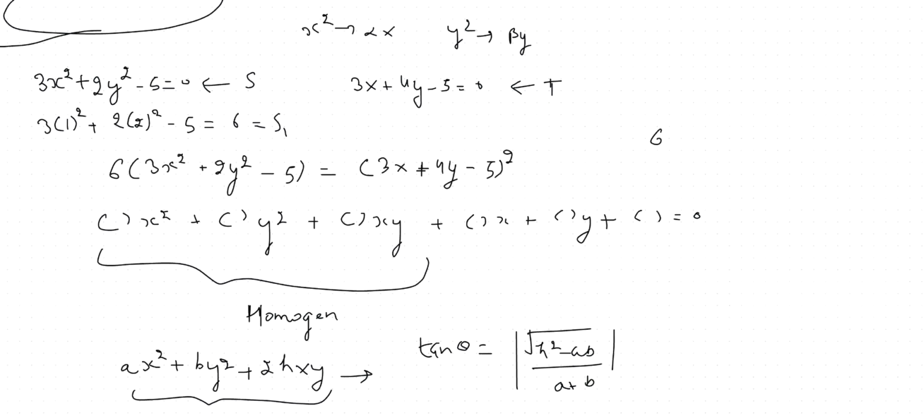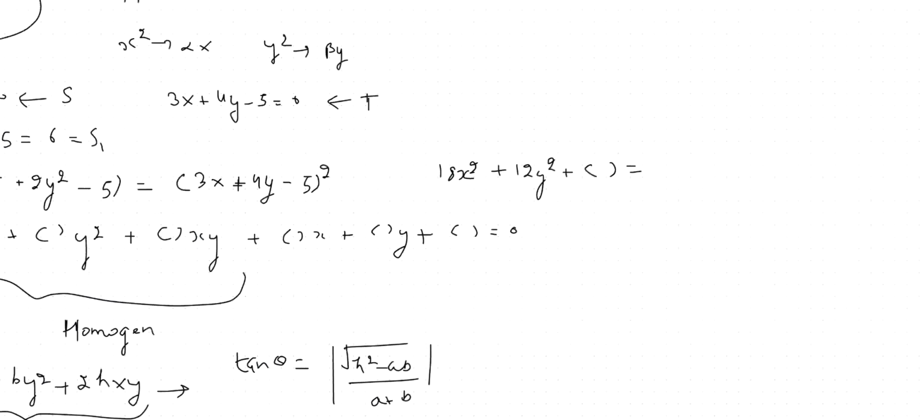So 18x square and 6 into 2 plus 12y square plus something. I know it is very much obvious minus 30, but that is of no use to us. So I am not bothered about the remaining terms. Now let's talk about the remaining terms.